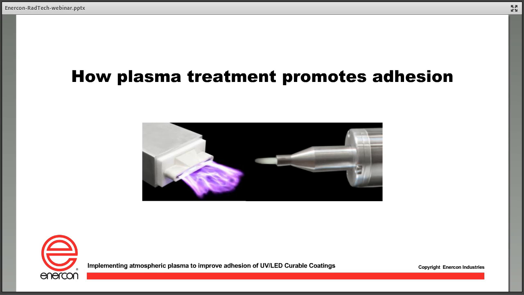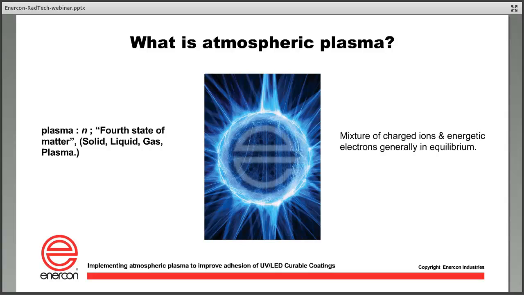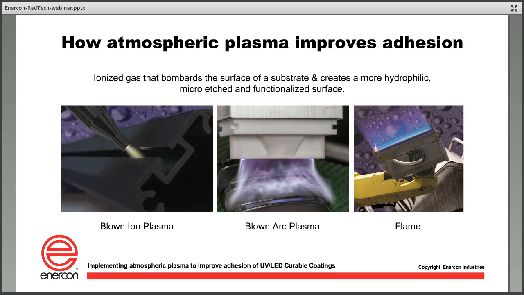So I'm going to talk a little bit more in detail about how a plasma is going to promote adhesion. In the most basic sense, what is plasma? It's charged ions. It's ionization of a gas of some kind. That gas could be air. It could be a noble gas of some kind, and it could be used in conjunction with a natural gas or propane, as is the case with flame plasma.